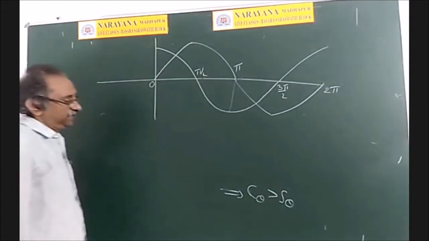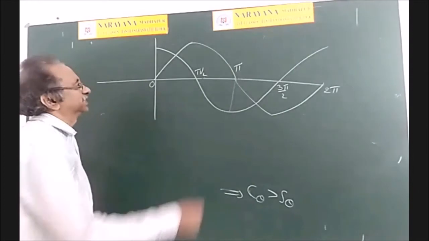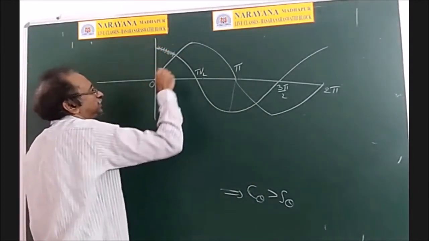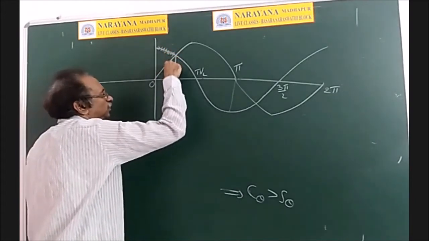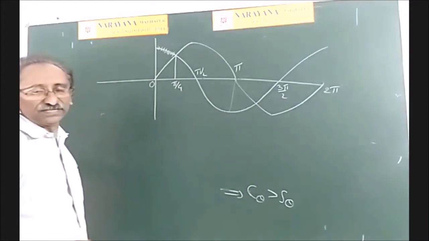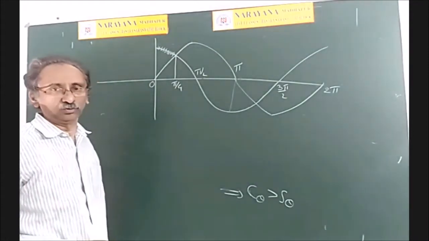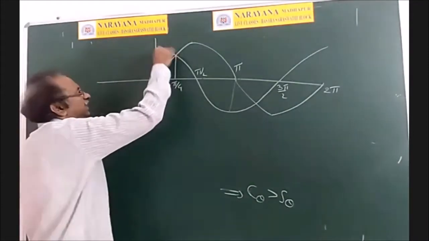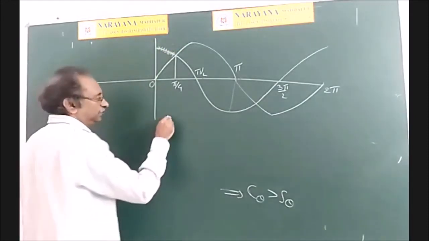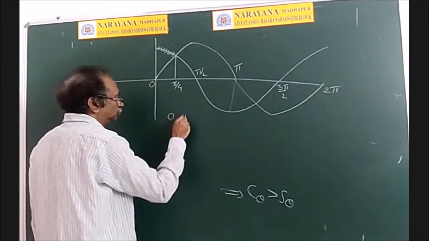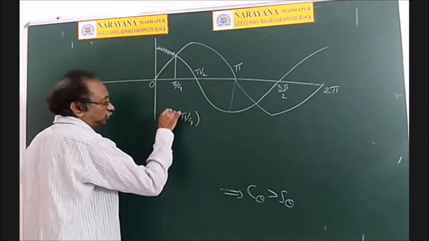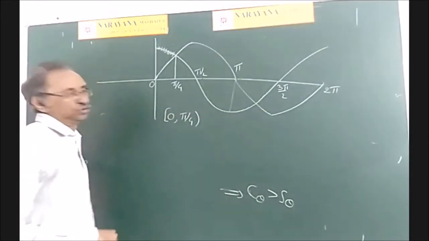So see where cos x graph is greater than sin x graph. From 0, up to the point of intersection, what is this point? We know at pi by 4, both cos x and sin x are equal to 1 by root 2. So up to this, cos x is greater than sin x. Therefore, from 0 to pi by 4. So strict inequality is there: at pi by 4 open, at 0 closed.